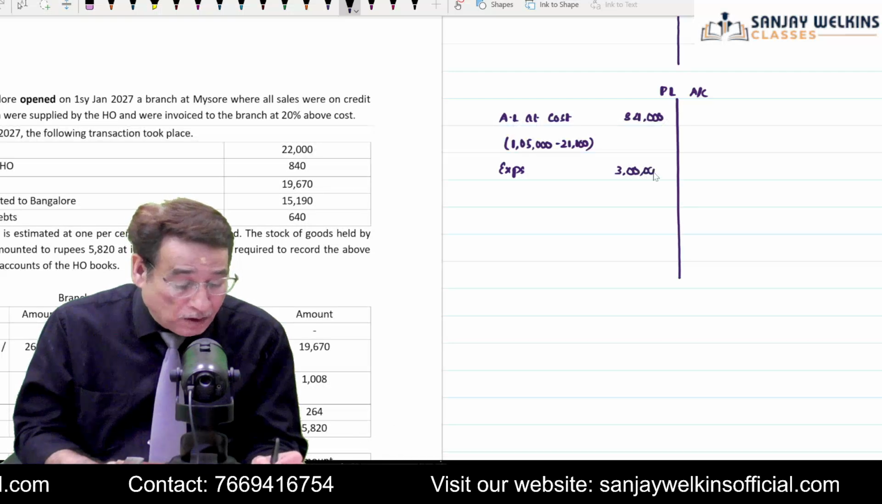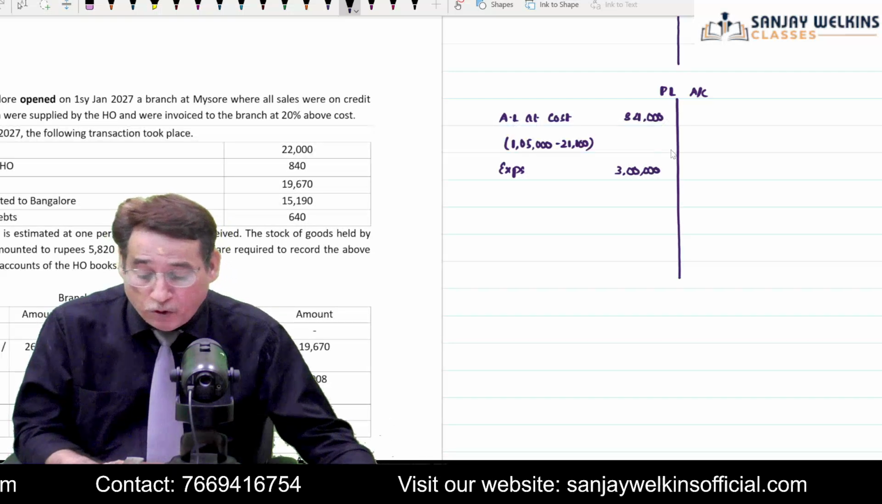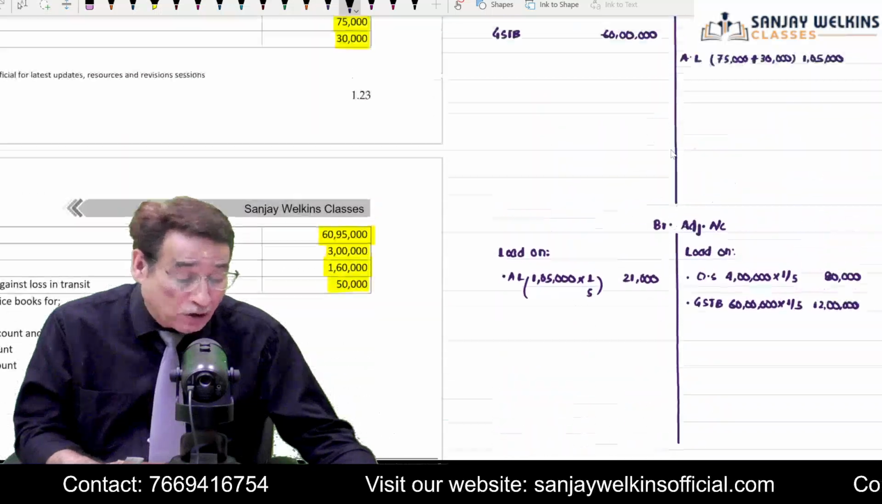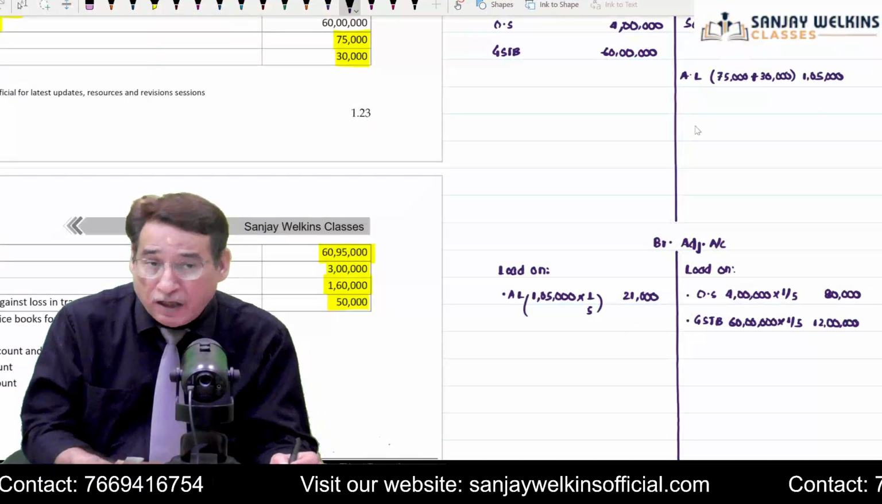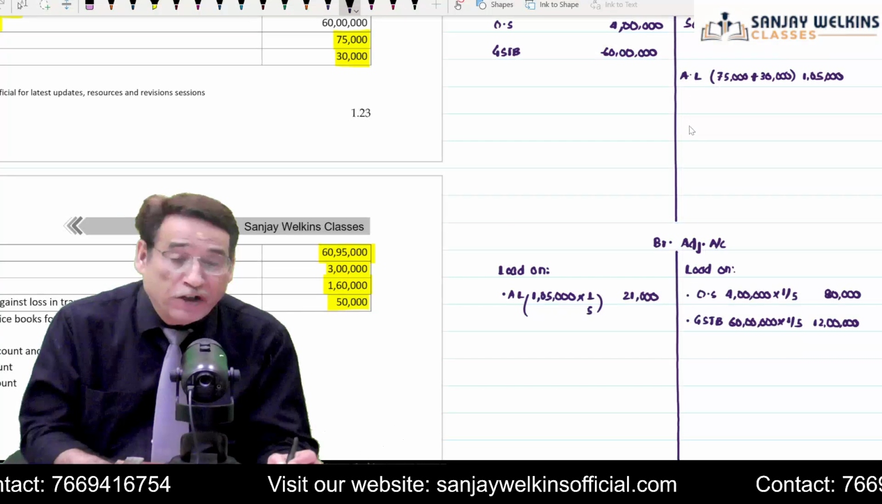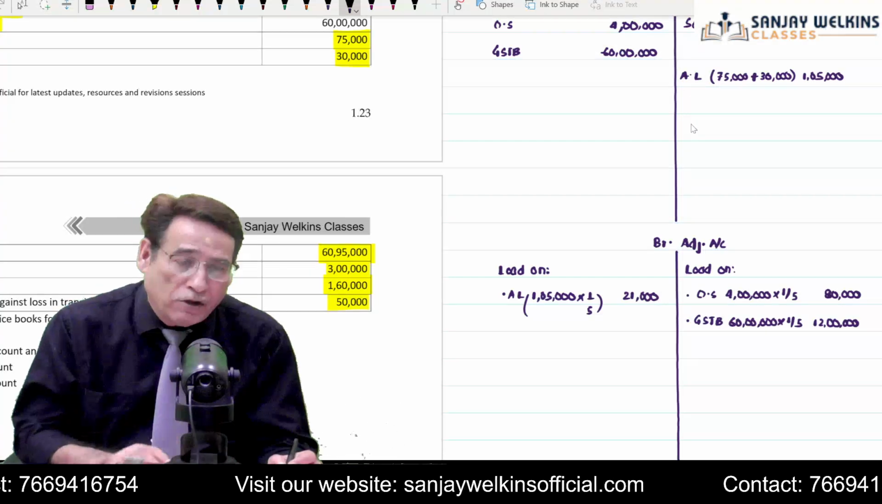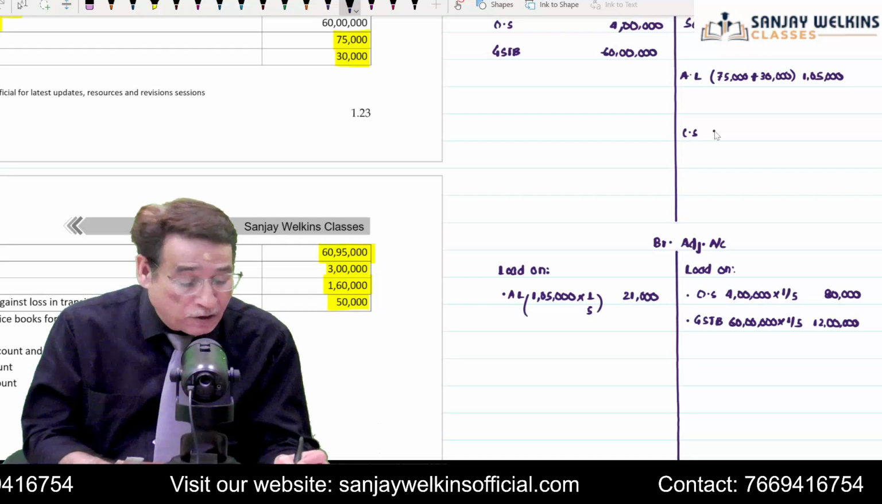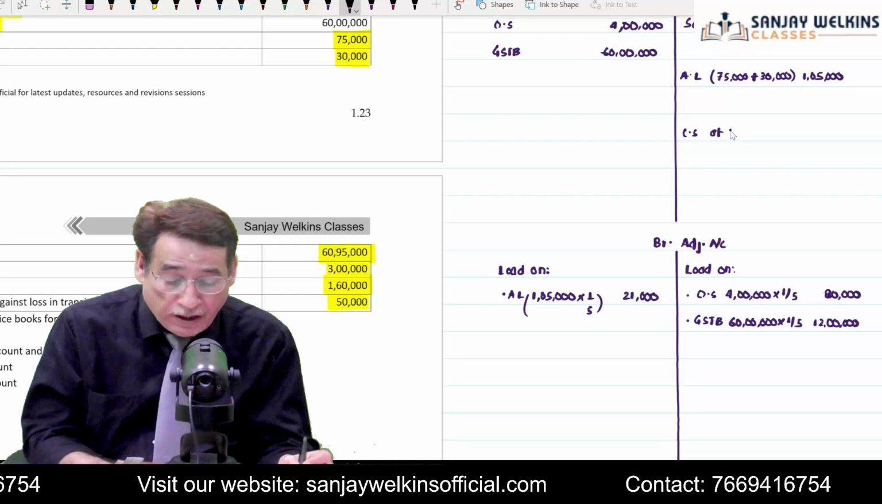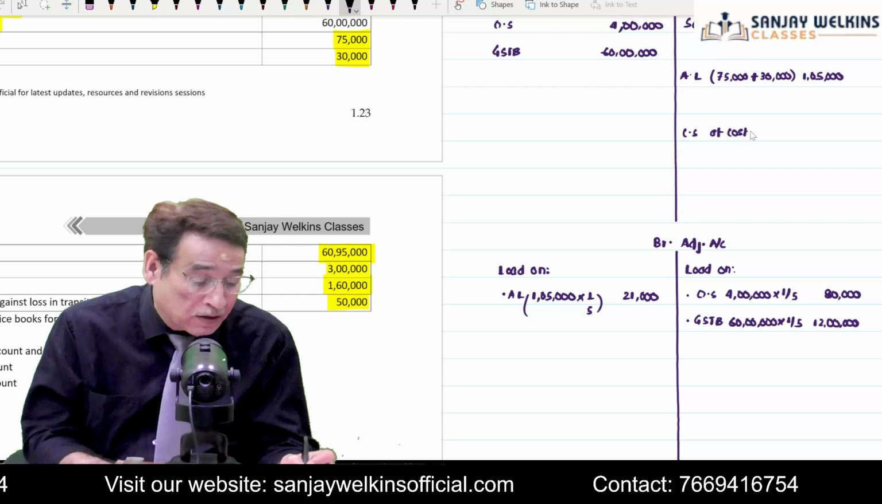After expenses, this time closing stock at branch at cost to head office, because it is written at cost to head office, and in the last session we talked about it. So if it is given at cost or at cost to head office, it means it is at cost. So the closing stock at cost is equal to 1,60,000.